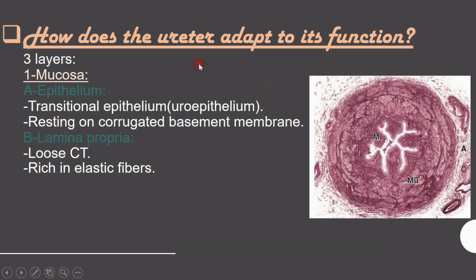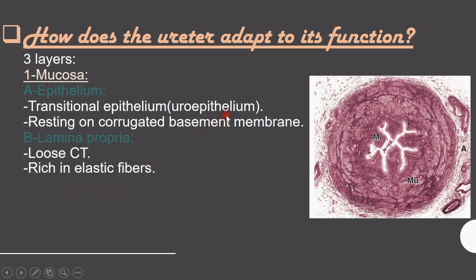How does the ureter adapt to its function? The ureter descends to carry and conduct urine from the renal pelvis to urinary bladder. We found that the ureter is formed of three layers: mucosa, musculosa, and adventitia. The mucosa is formed of transitional epithelium and underlying connective tissue corium, which is also rich in elastic fibers.